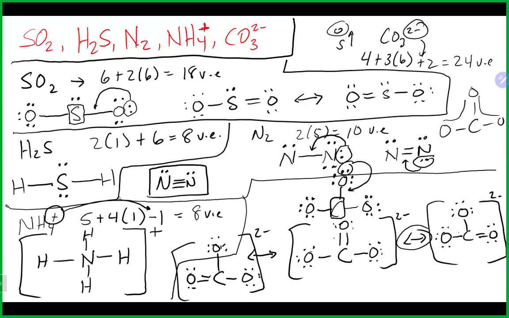Again, a reminder that if you're just asked to draw a Lewis structure, any one of those 3 carbonate structures, for example, would be acceptable. If you're asked to draw the Lewis structure and all the resonance structures, then you should draw all 3 of them.